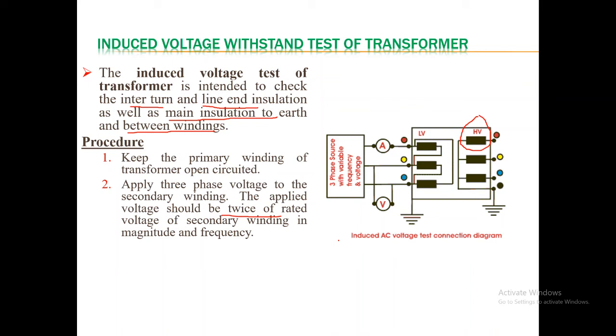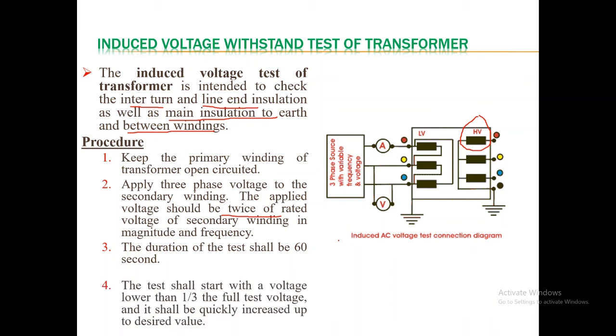If the secondary winding has a voltage of, let us say, 1 kV, then you have to set 2 kV at 100 hertz. The duration of the test shall be 60 seconds. So for 1 minute you have to keep the supply to the transformer on, just to see whether a damaging effect has been created or not.